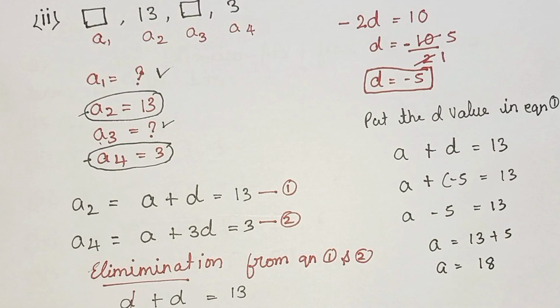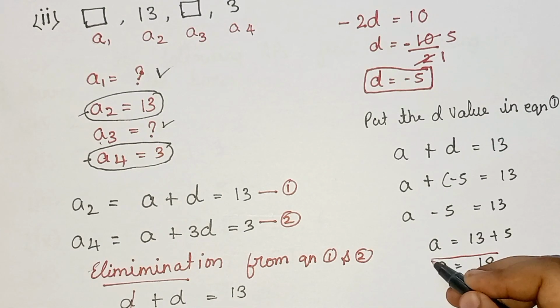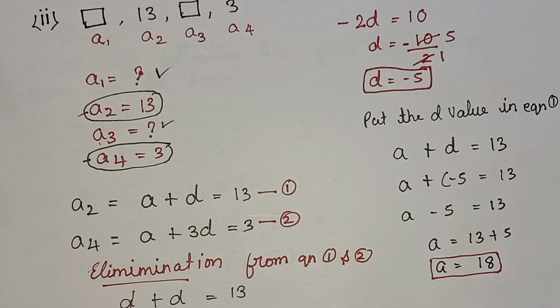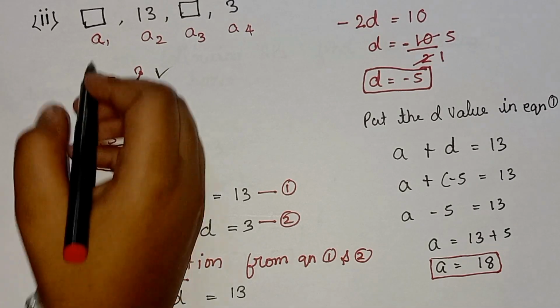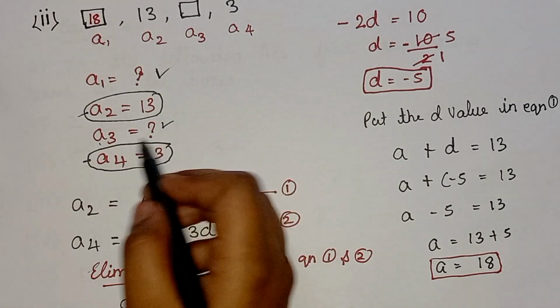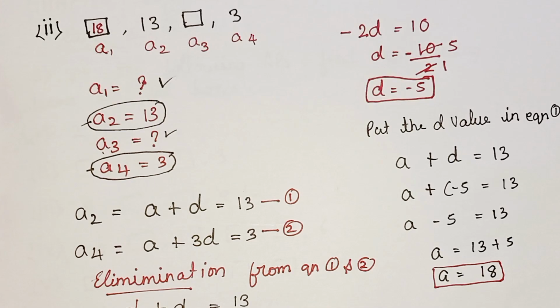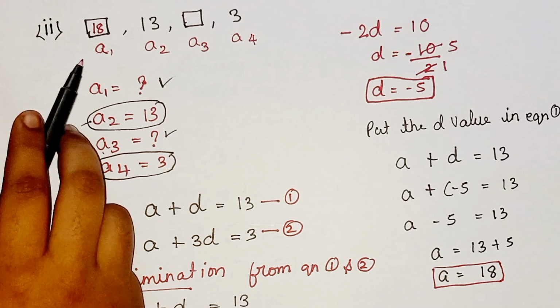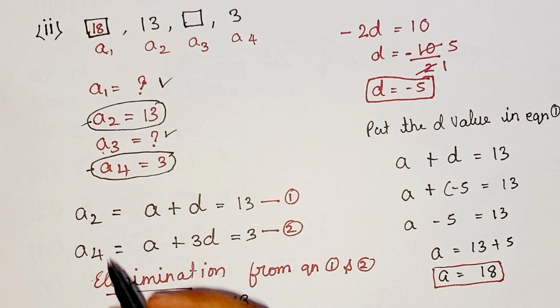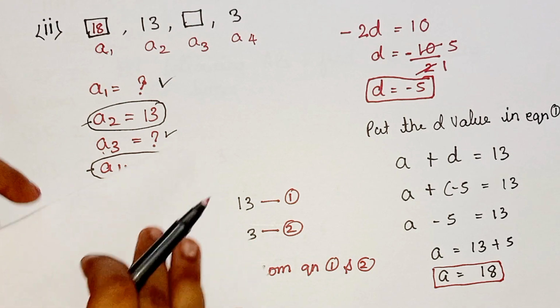Perfect. So finally we got the value for a, isn't it? Okay. So since I got the value for a, now we can actually write the value here. So here the a value is 18. Okay. So now let's find the a3 value. Since you guys know we got the a value, now we have to find the a3 value, isn't it? So let us find the a3 value.